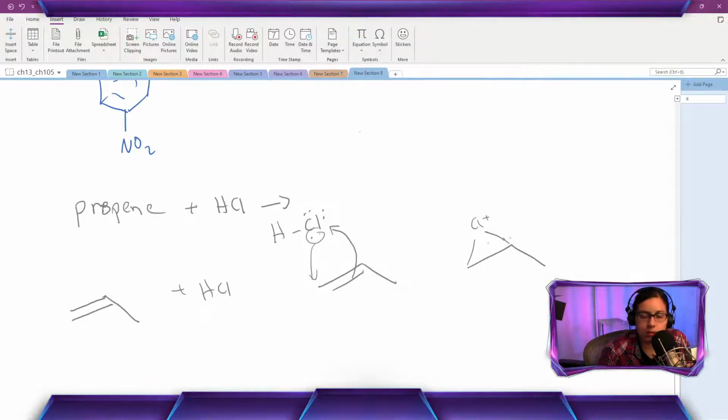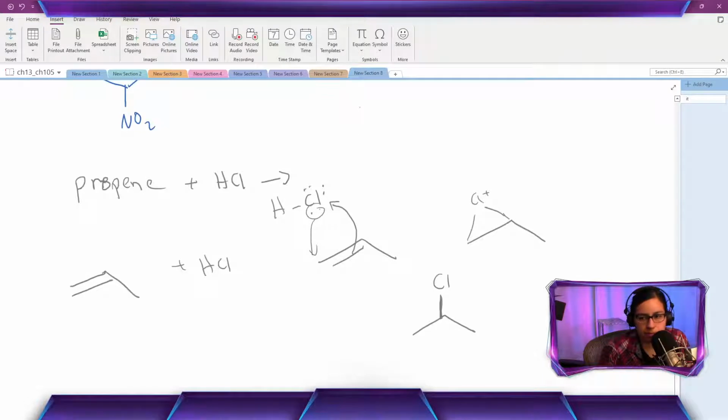And then now we have to see which one's going to be more stable. It is more stable to put chlorine over here, since this is a secondary carbon versus a primary carbon. And now we can name it. So of course this would be 2-chloropropane.